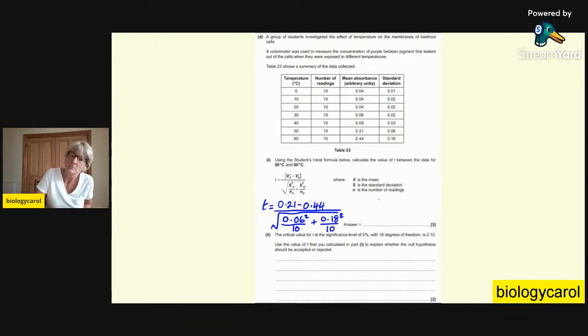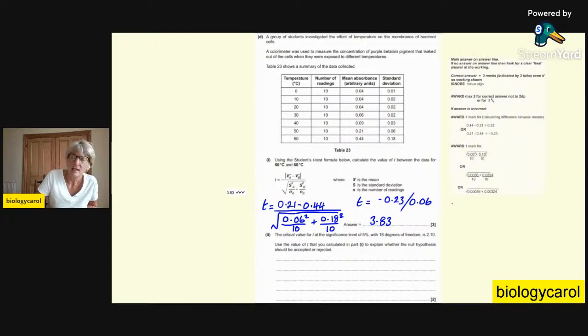Now, this is what it's been partly worked out. Minus 0.23 divided by, when you do all of this, you end up with 0.06. So therefore, this is the answer. So here's the mark scheme. Here is where you could get marks for some part of your working. So those are the marks that I got.